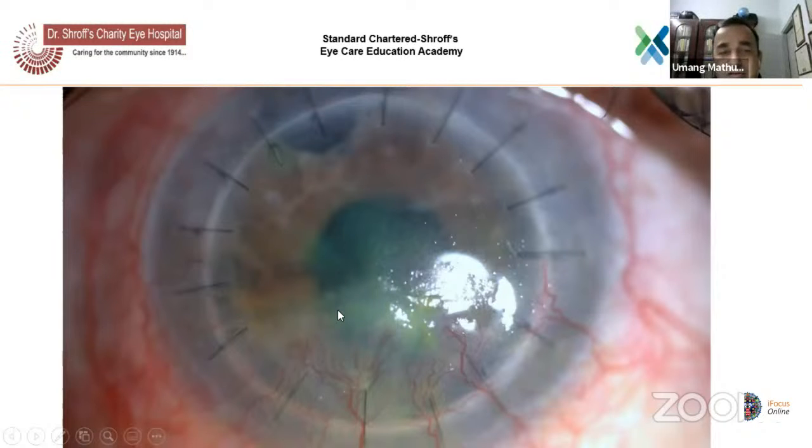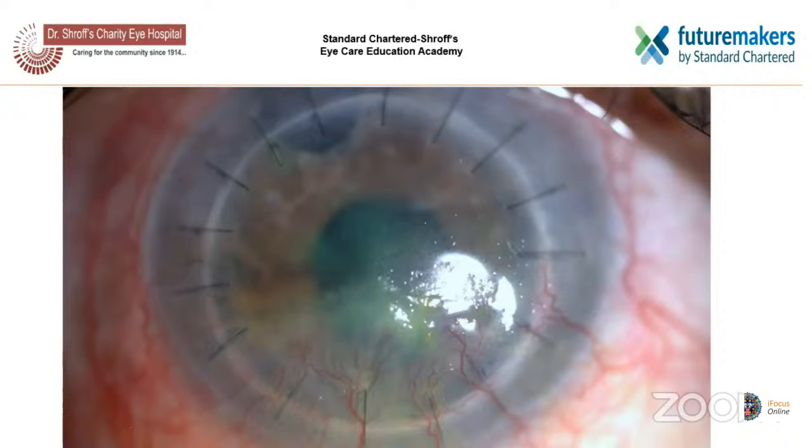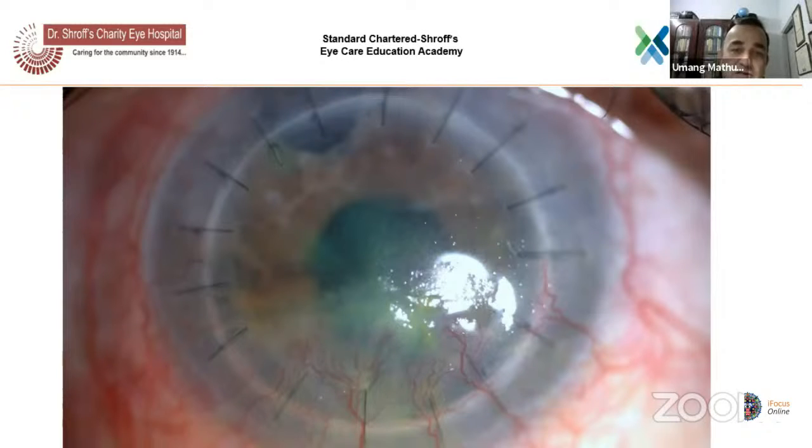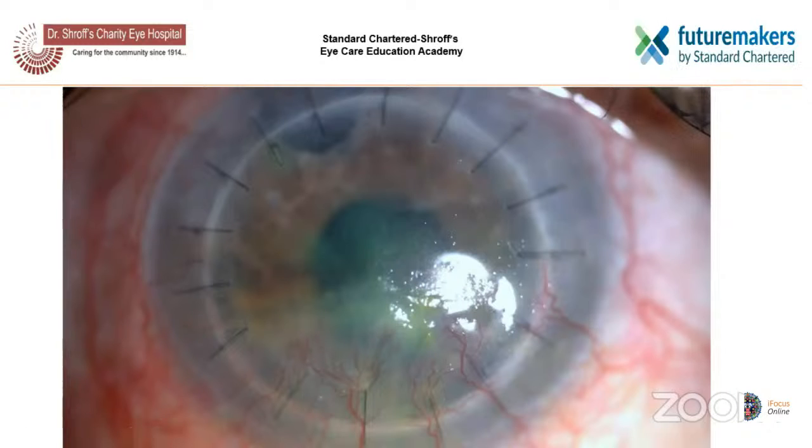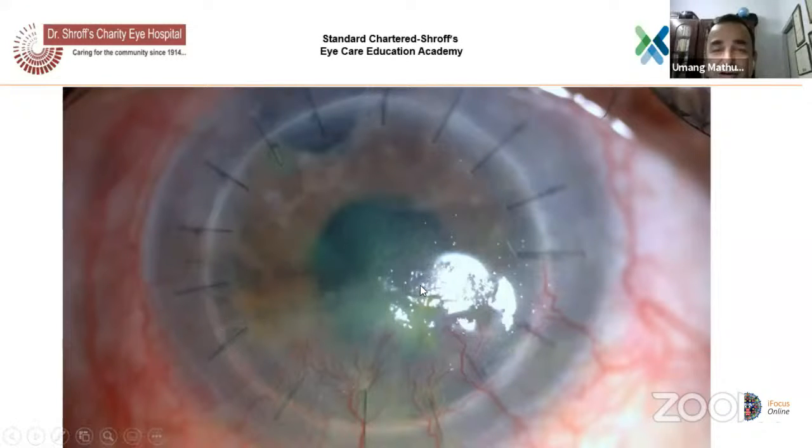So what do you think this is? Sir, it is going towards rejection. Yes, so this is an endothelial rejection. It's not clear, but if you saw just the KPs over here, you can see a demarcation line. And what is this line called? Khodadoust line. Right? So this is the Khodadoust line over here.